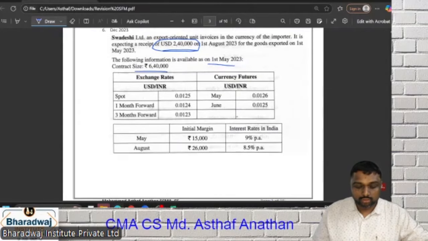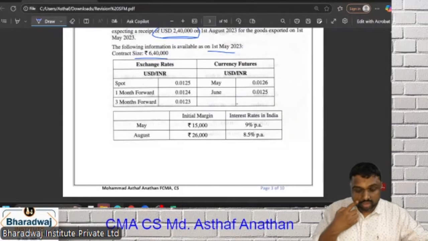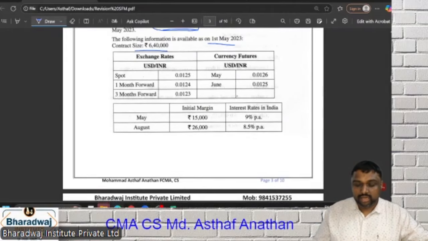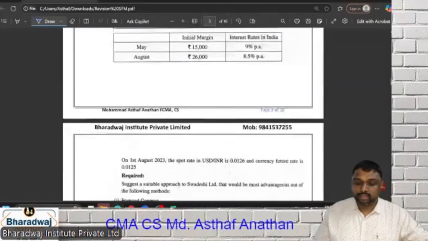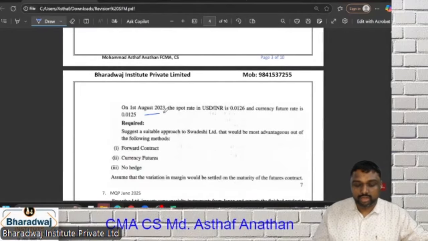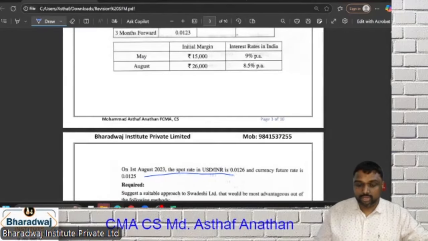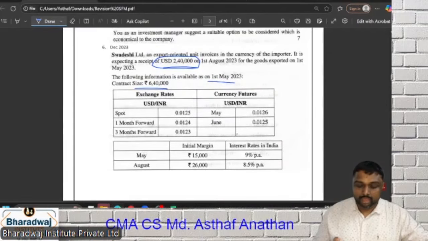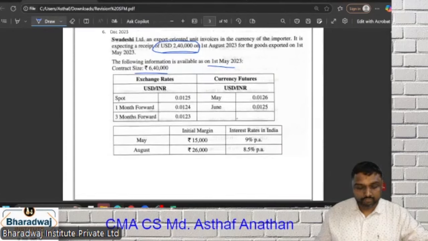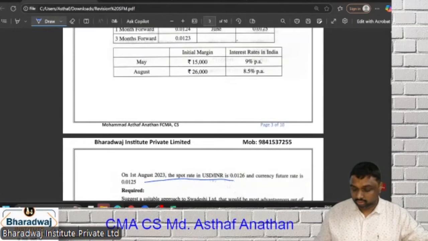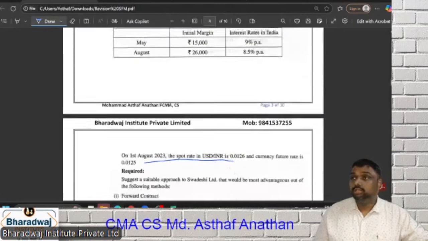So you have to go. Initial margin for May month, we have to pay 15,000. If it is August month, you have to pay 26. Interest rates in India are given for May and August. On August 2023, that is your expiry. So what is the period for that? August, you are in May. So May, June, that is 2 months, then June, July, August. So there is a 3 month period.